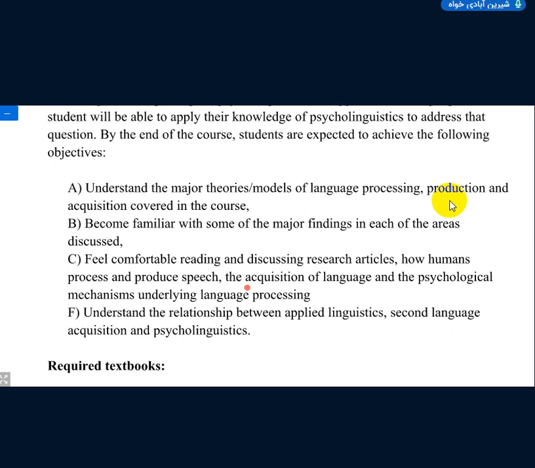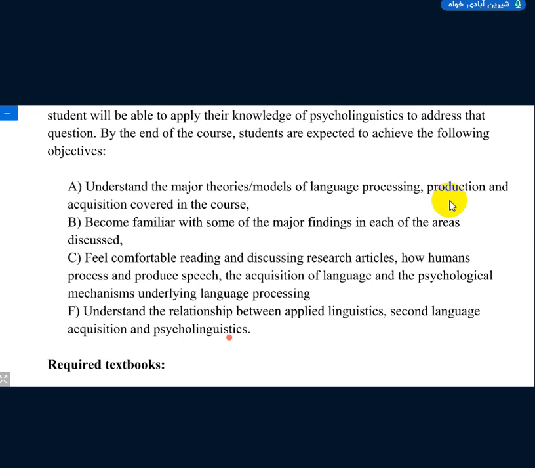How humans, as human beings, are processing language. At the moment that I'm speaking, you are listening. So what is the process involved in speaking? What happens in my mind, in my brain, when I produce sentences? Or what happens in your brain when you are listening to me? What models have been proposed for this understanding? Because it is not possible to open the brain and study it. There are many theories. That's why we say it is theoretical. Understand the relationship between applied linguistics, second language acquisition, and psycholinguistics.